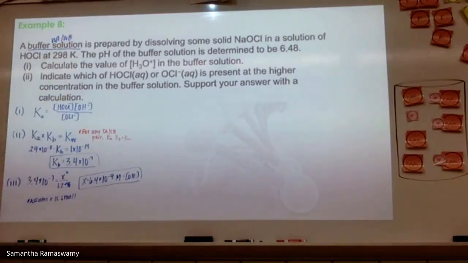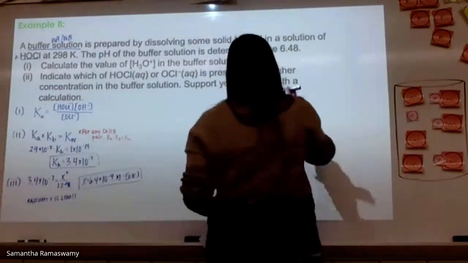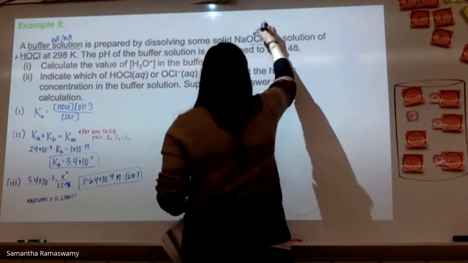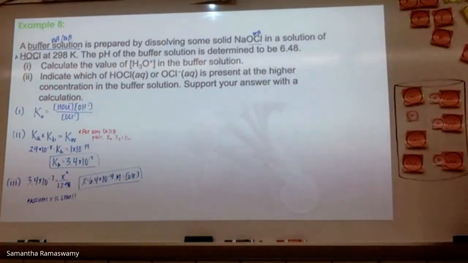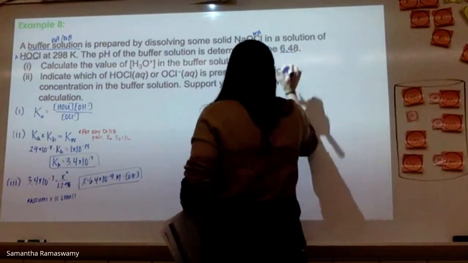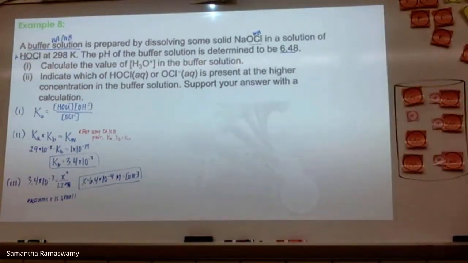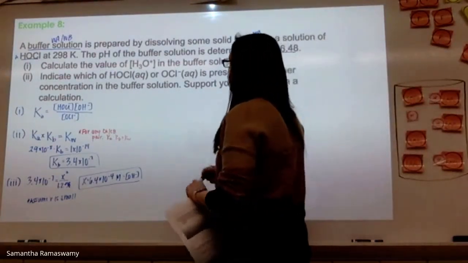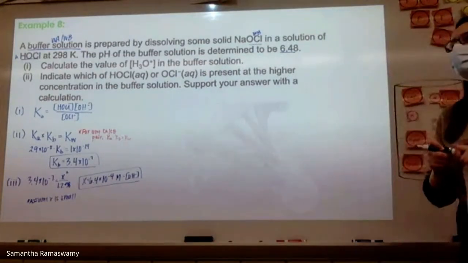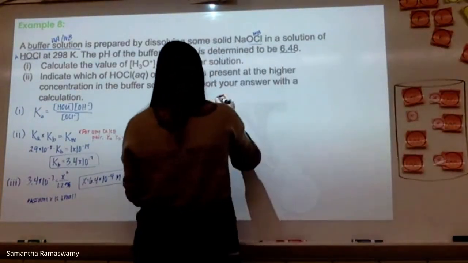So here's my acid, hypochlorous acid. HOCl and HClO are actually the same thing. Here's the weak base. It's the conjugate base. The pH of the buffer is 6.48. So they actually give us the pH of the buffer here. Part 1 says calculate the value of H3O plus in the buffer solution. So I'll say this is part B, part 1. Calculate the value of H3O plus. Remember, H3O plus and H plus are the same thing.